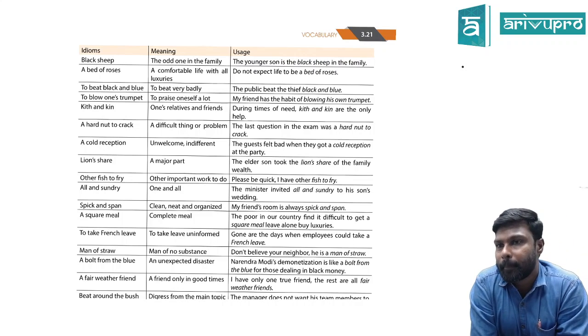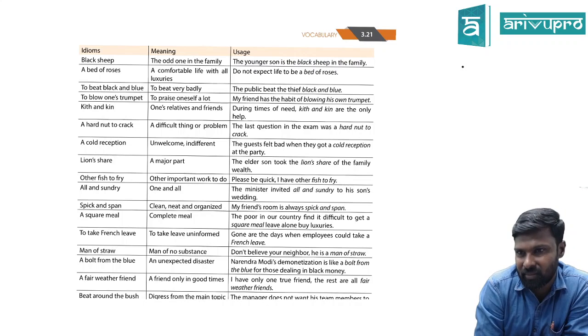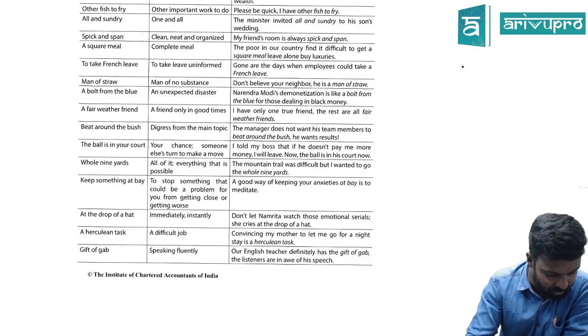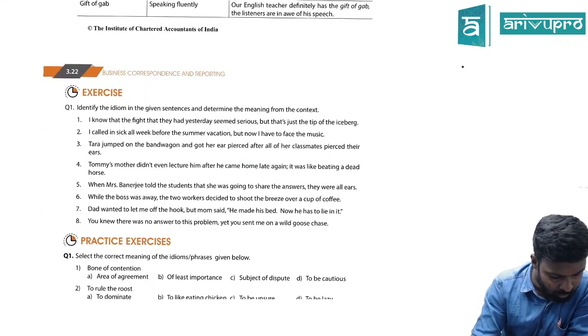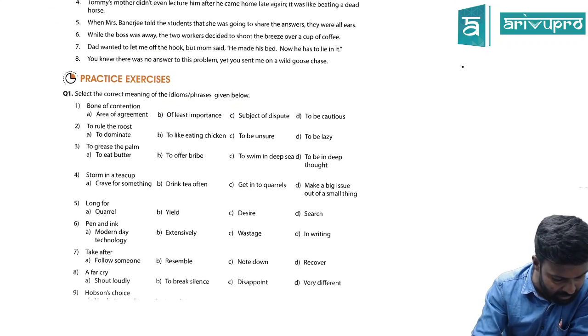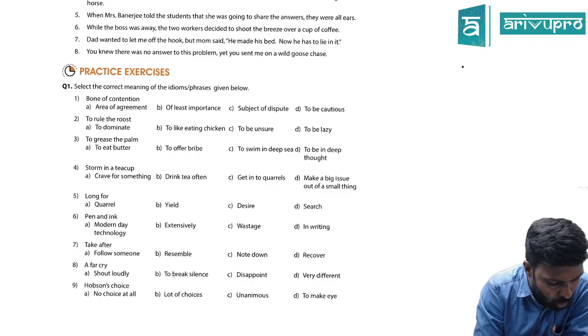Man of straw. A man of no substance, meaning what? Someone who doesn't have anything. Right? He is not somebody who is a genuine person to trust. Right? So there are so many such things that you will have to look at. Now, let's look at the practice exercises. Select the correct meaning of the idiom phrases given below. Bone of contention.